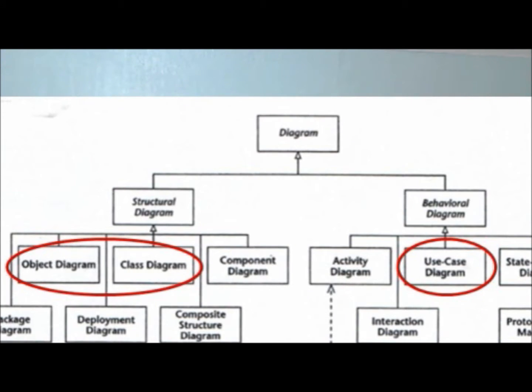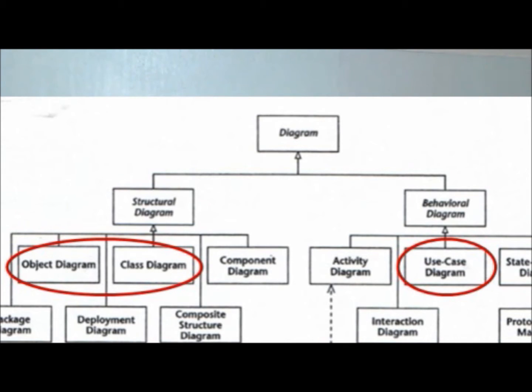Let's take a look at our different UML diagrams chart again. If you look a little more closely at the box right at the top in the middle that says diagram, underneath you can see there's an arrow, and the arrow points upwards into the diagram. If you go to the left, you have structural diagram as a box, and the arrow goes from structural diagram up to diagram. Likewise, the arrow goes from behavioral diagram up to diagram.